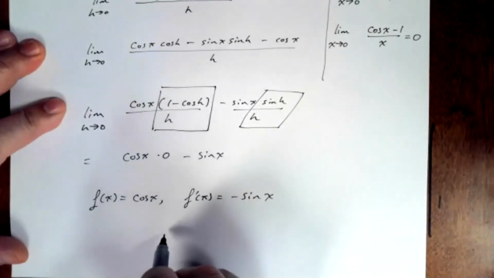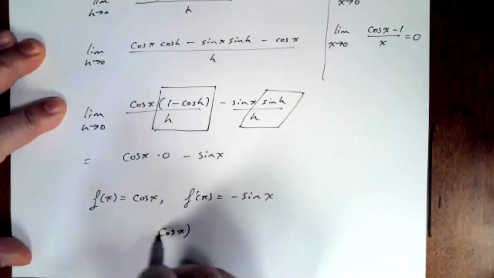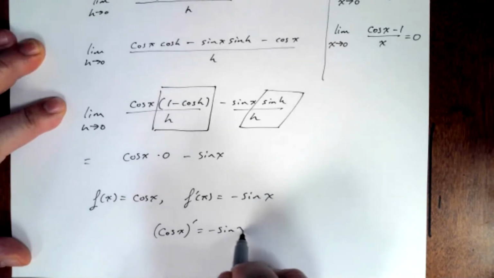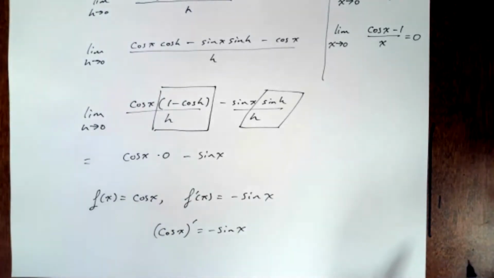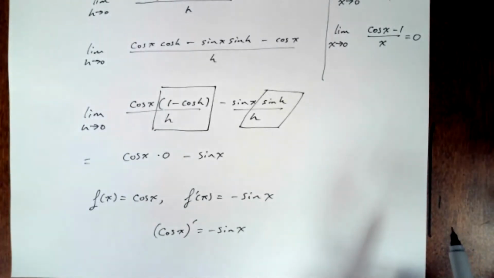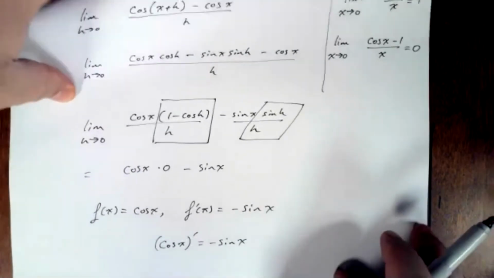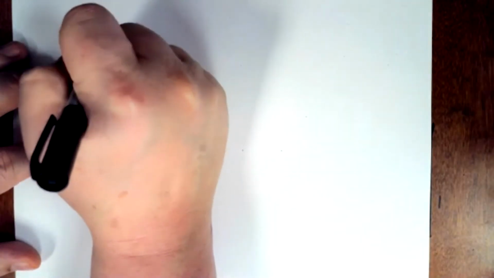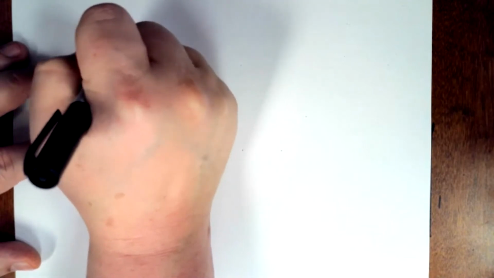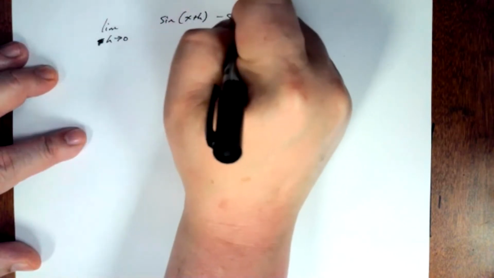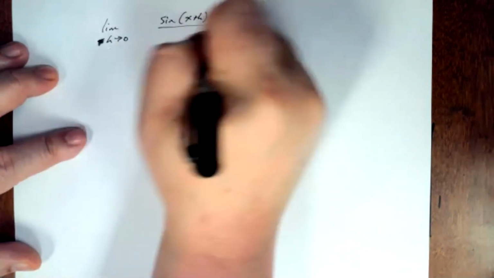And sometimes you'll see it written this way: cosine of x prime, or the derivative of this, is equal to negative sine of x. Now I want to talk about notation, but I'll get to notation in a minute. I want to do the derivative of sine. All right. So the limit as h approaches 0 of the sine of x plus h minus sine of x all over h.